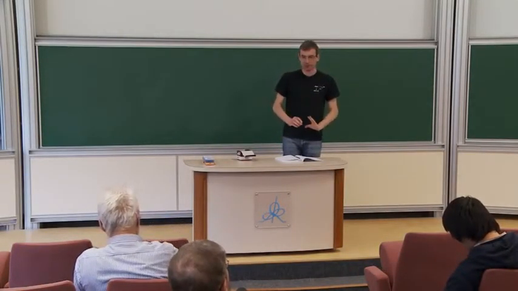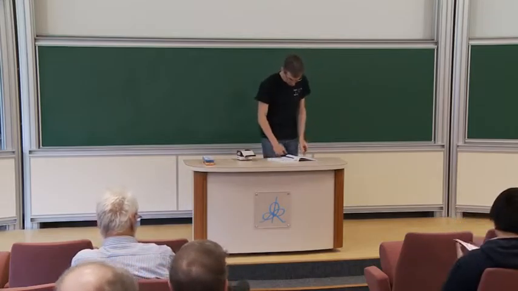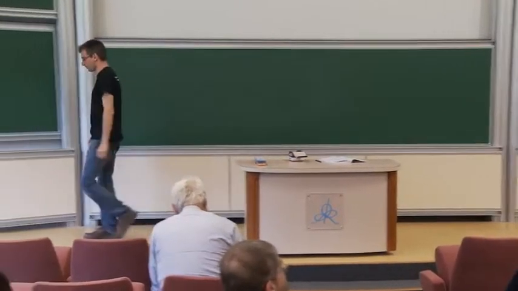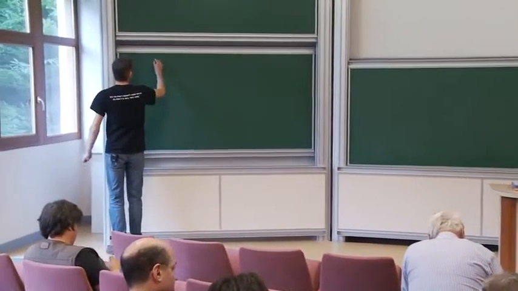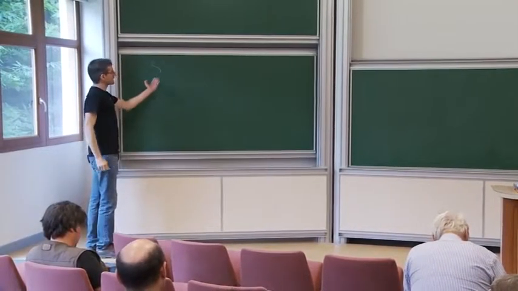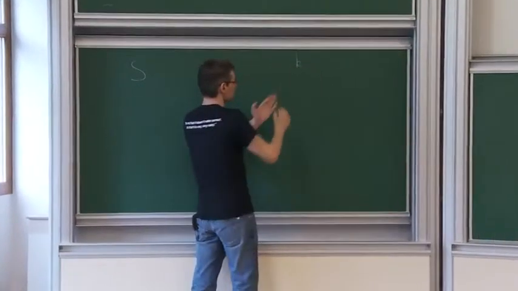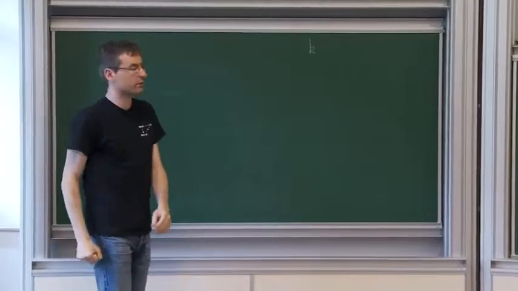So let me first recap a little bit of what happened last time. We introduced the notion of what it means for an affine scheme over a ground field K. This ground field is always assumed to be algebraically closed of characteristic 0.